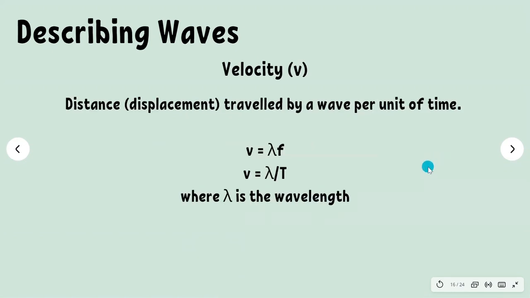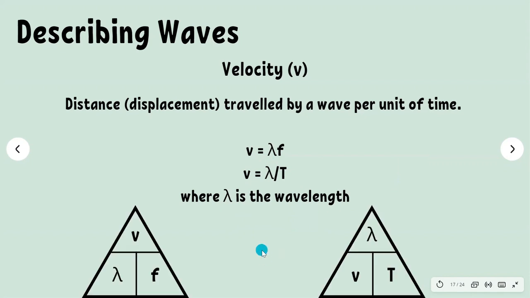Then we have velocity. This is the distance or displacement traveled by a wave per unit of time. So I might interchange distance and displacement and even velocity and speed here, since we'll be defining our waves as moving from left to right all the time. The formulas that we will be using are V equals lambda F and V equals lambda over the period, or capital letter T, where lambda is the wavelength. This is the length of the wave.